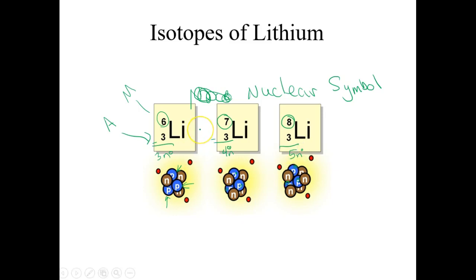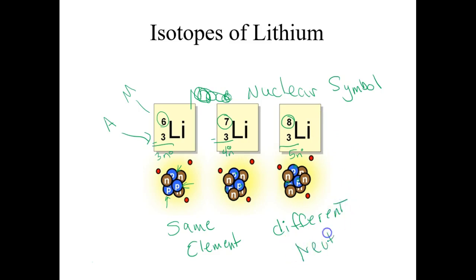Okay. So what an isotope is: it's the same element, but it has a different number of neutrons. Same element, different number of neutrons, okay?